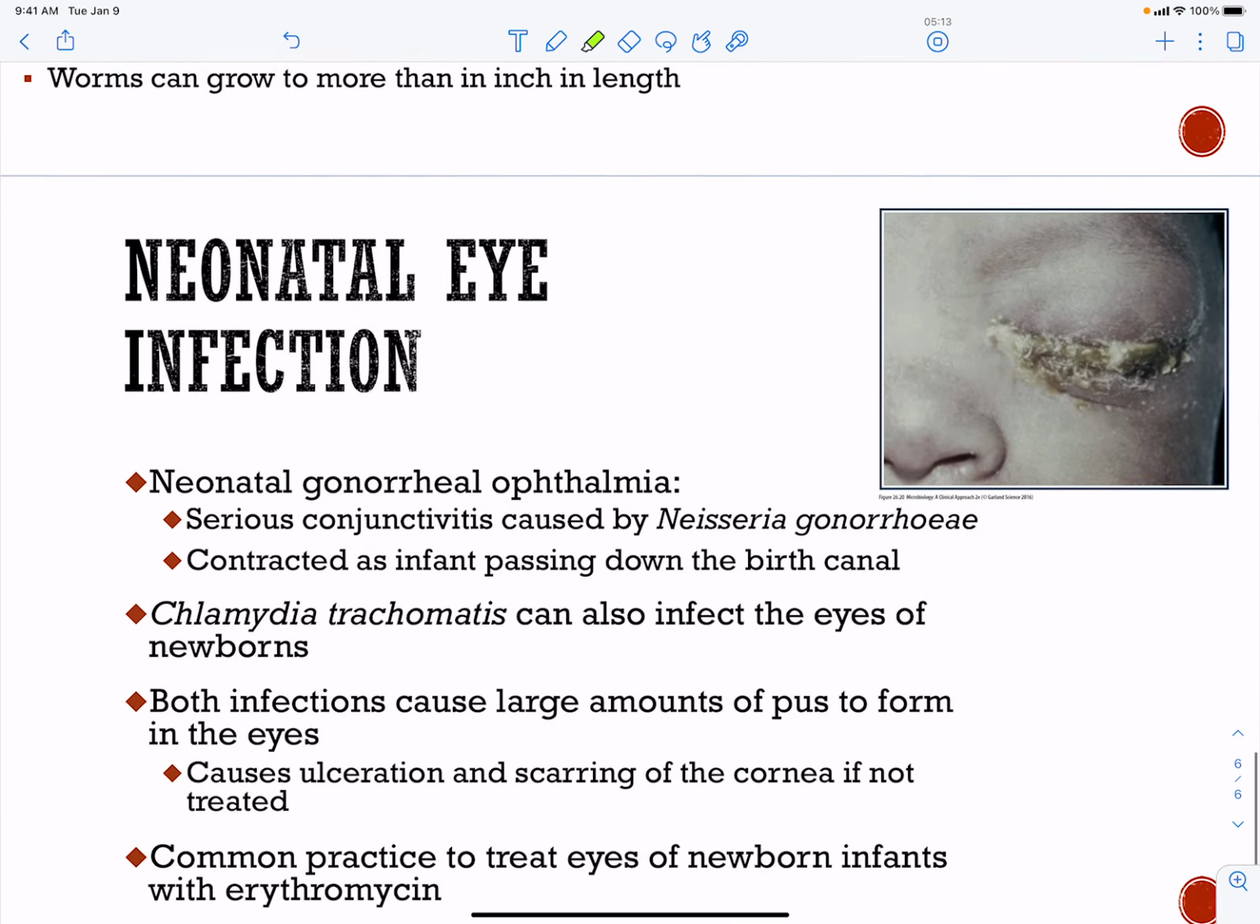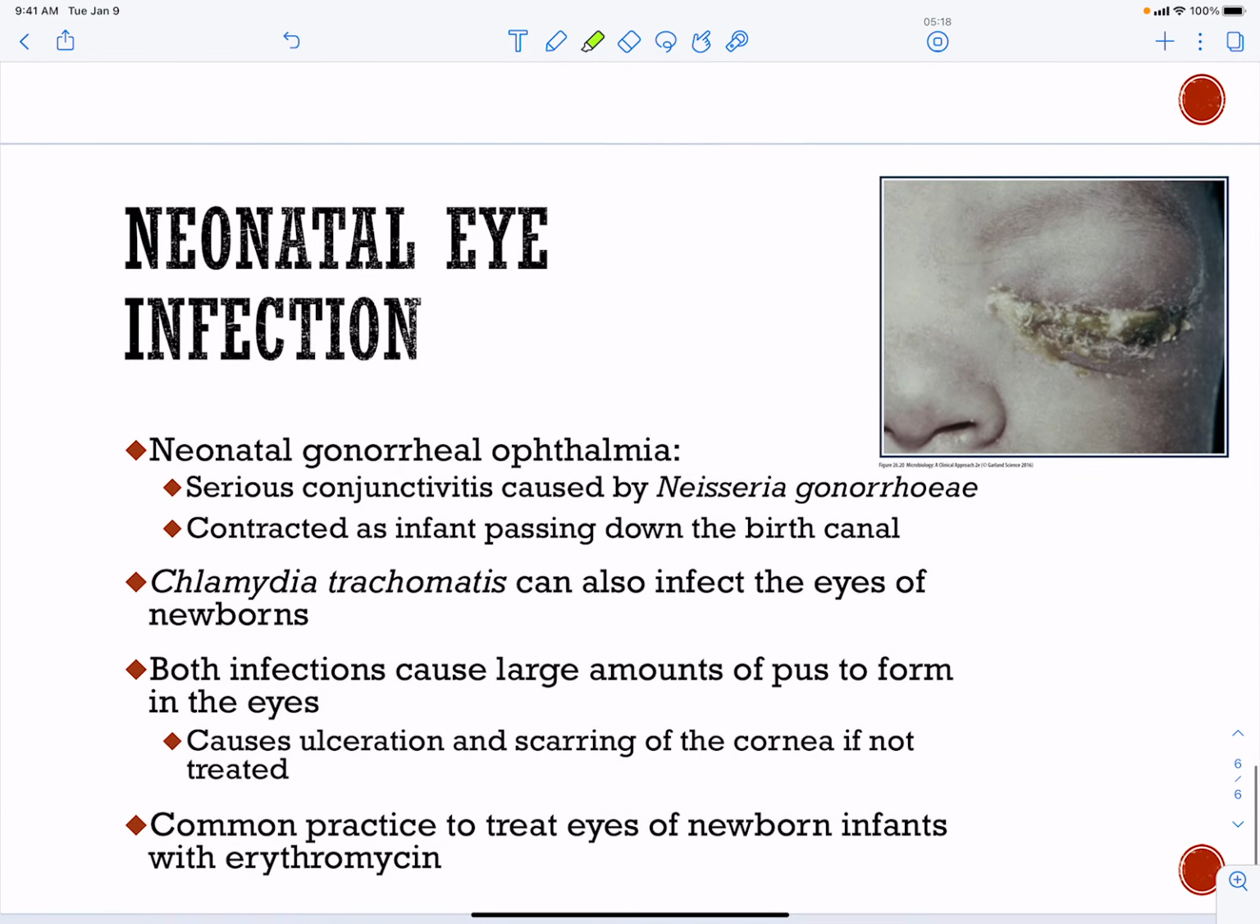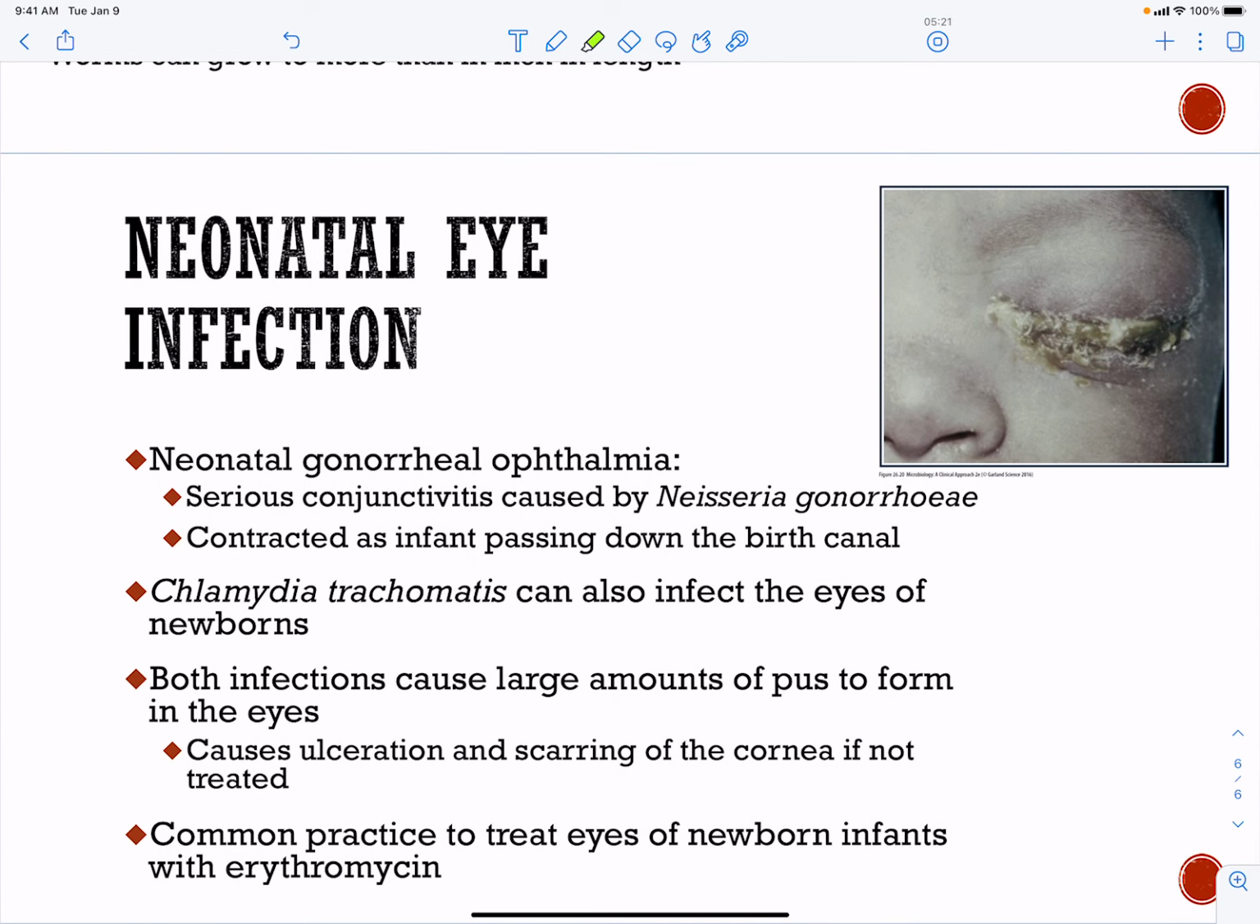And then finally, important for developing countries as well as developed countries is neonatal gonorrhea eye infections. And this is serious eye infections that are going to be contracted as the infant passes through the birth canal. Chlamydia trachomatis can also infect the eyes, but both either chlamydia trachomatis or your Neisseria gonorrhea are going to cause a large amount of pus to form on the eyes. This will cause ulceration and scarring of the cornea if not treated. And so those erythromycin droplets are usually put in the eyes right after the child is born.